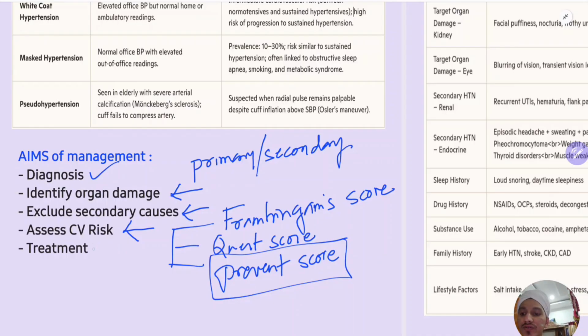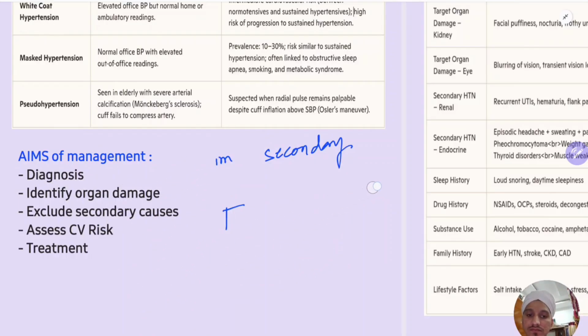Okay, then you plan for treatment, which includes lifestyle advice and drugs. Okay, so these are the aims of our treatment. So first you diagnose, then identify target organ damage, exclude secondary causes, assess CV risk, and then treatment.